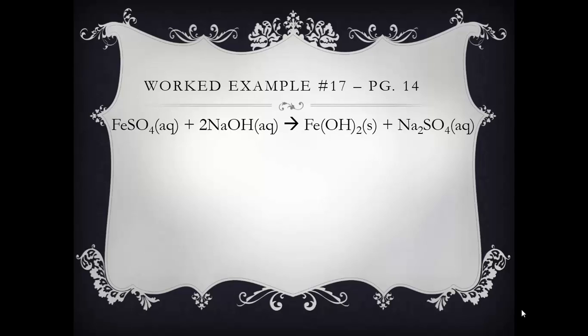Alright, here's another worked example on page 14. We look for the solid, which is Fe(OH)2. And that means you need the iron, which has a +2 charge, and the OH, which has a -1 charge. And you bring down the 2 from the NaOH, and you're good to go. So you should be able to write this out and get the answer. Again, any questions you can always ask.